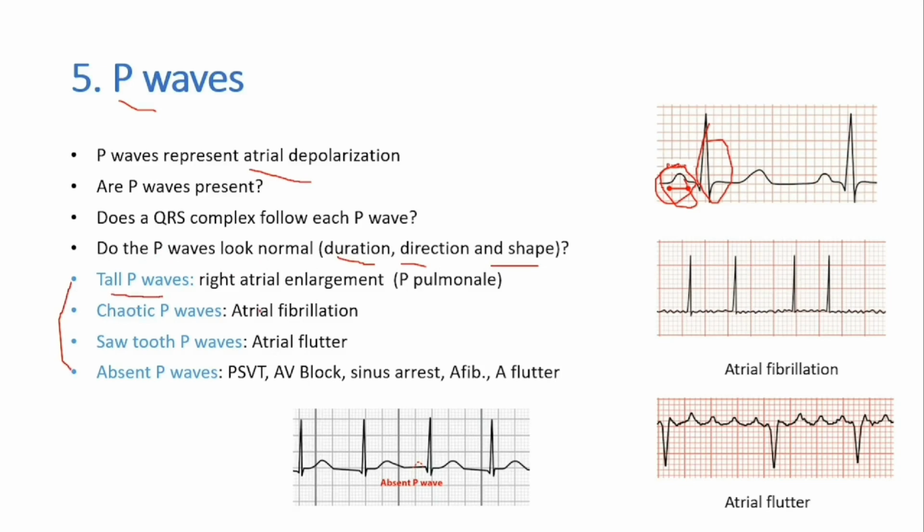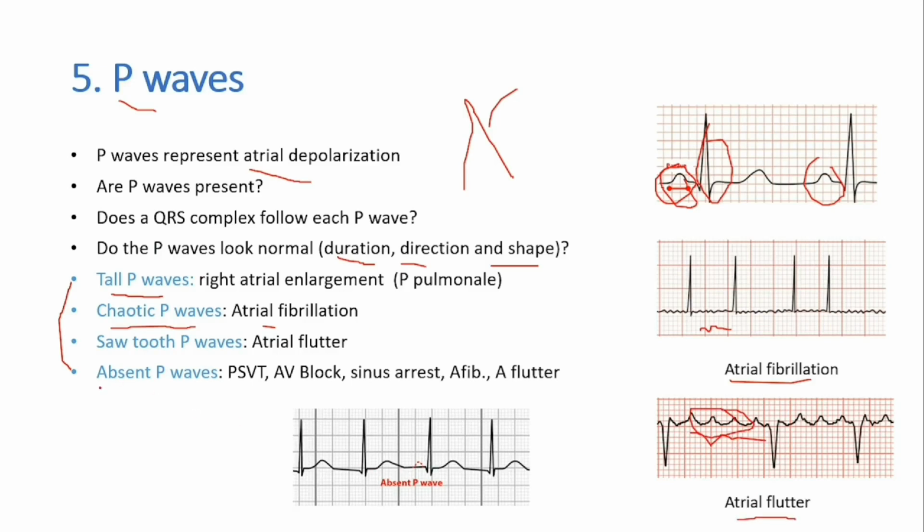Tall P waves will be seen if the atria are enlarged, because the atrial muscle mass is greater. Second, in chaotic P waves, you see here the P waves are not like this normally; it is like a tiny spike. So these are chaotic P waves, and they are seen in atrial fibrillation. Now the sawtooth P waves have an appearance like a sawtooth, and they are seen in atrial flutter.